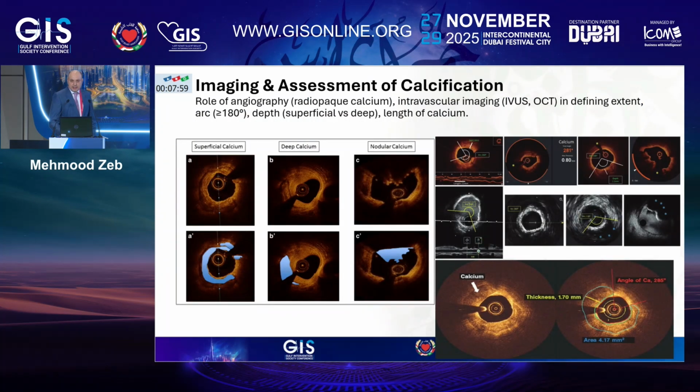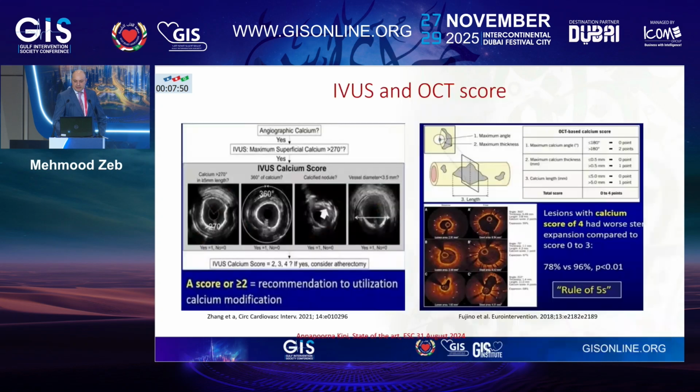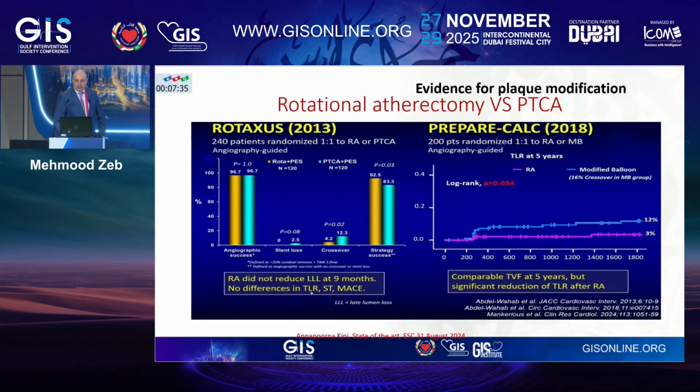So imaging assessment has been discussed quite extensively, but through imaging, we look at the arc of calcification, the depth, the length, and the thickness of calcification. Various scoring systems have been developed to identify severely calcified lesions and to use the devices accordingly. As for the evidence for plaque modification, so far none of the studies have shown a long-term mortality and morbidity benefit.